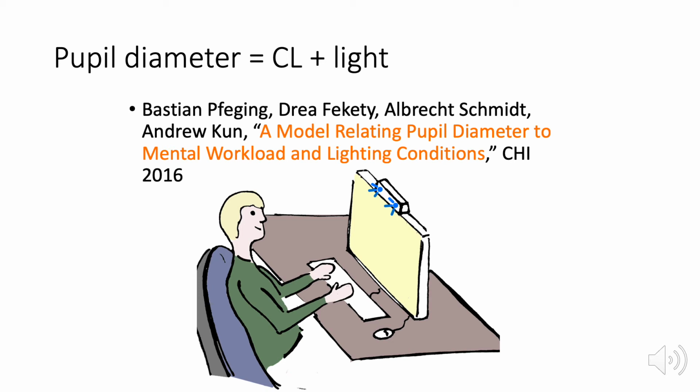So another paper that you might wish to look at is our work on trying to separate these two effects. So how do you separate the effect of light, which is, by the way, the big effect, from the relatively small effect of cognitive load? And why would that be useful?